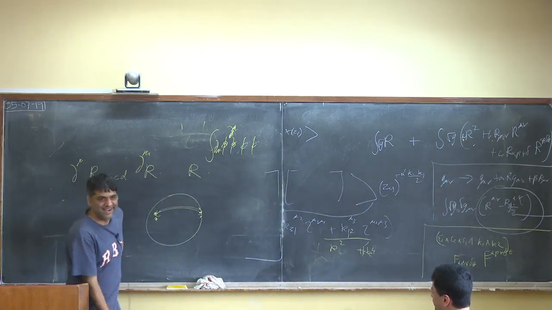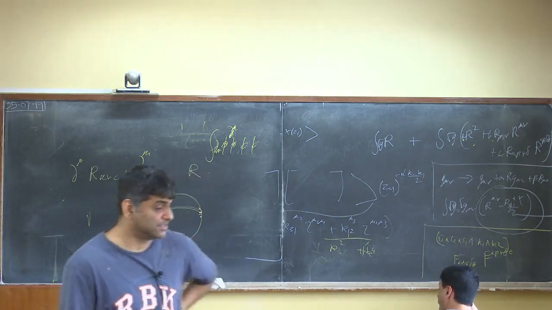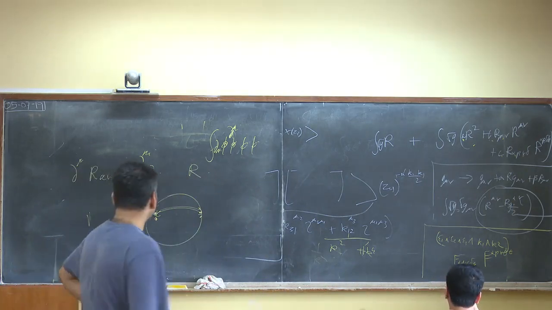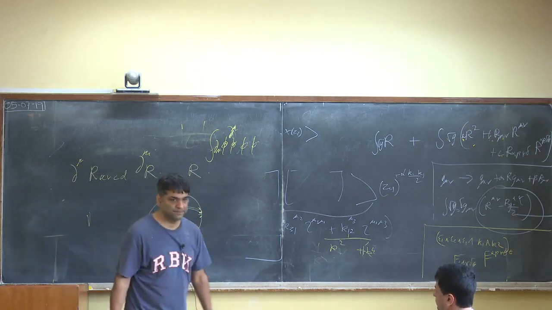Okay, excellent. Okay, so this was the bosonic string. Now let us try to compute what we get from 3 graviton scattering in type 2 string.